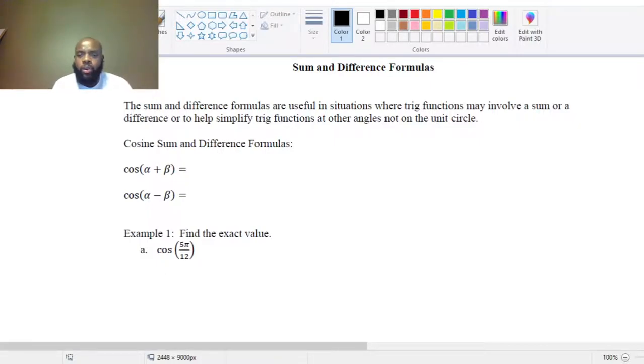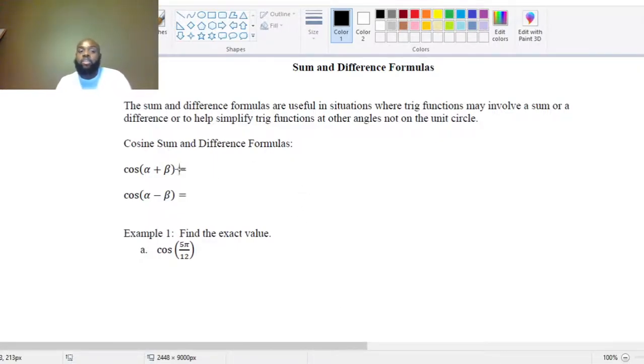Normally I'll derive these formulas, but I'm just going to list them, and I want you to be able to use the formulas to help you evaluate trig functions. I'll show you some of the times where you want to use these formulas, so you'll know what to look out for. The sum and difference formulas are useful in situations where trig functions may involve a sum or a difference, or to help simplify trig functions at other angles that are not on the unit circle.